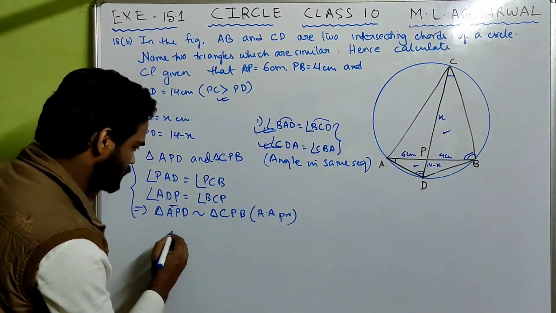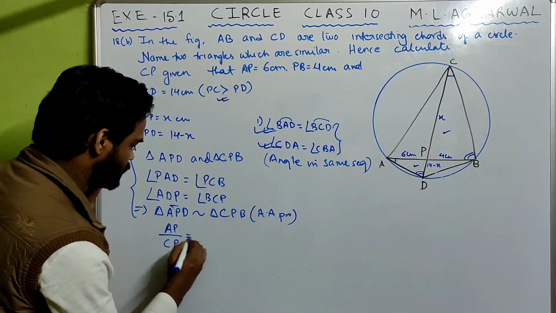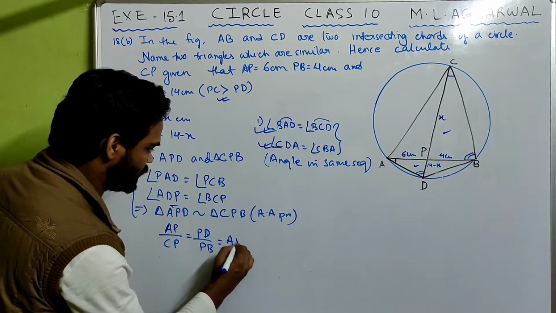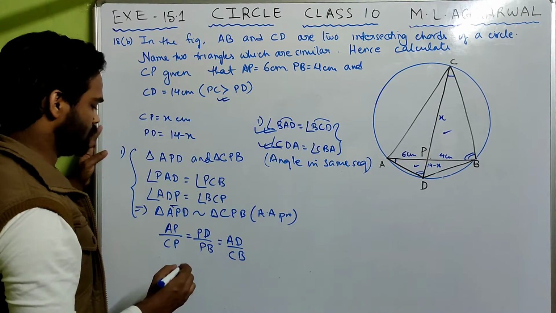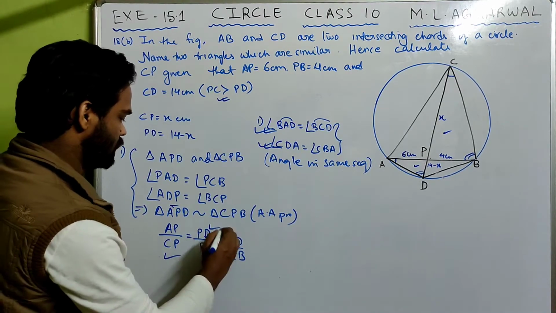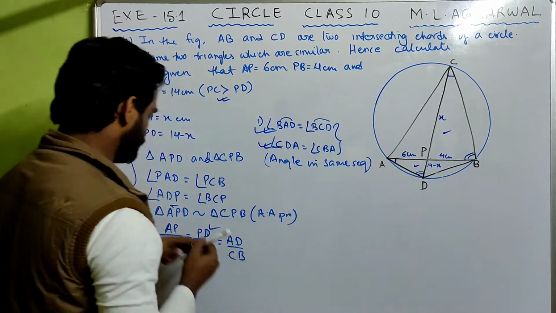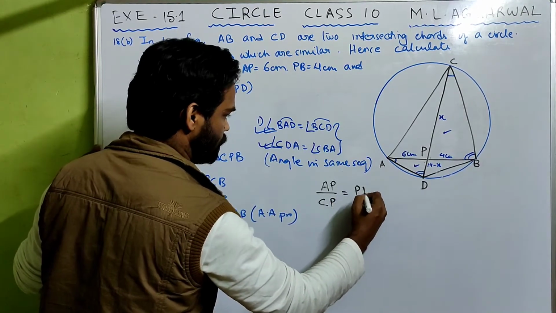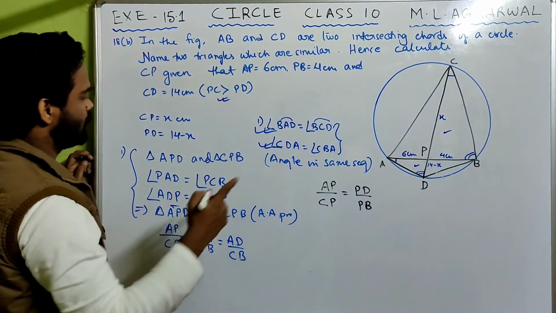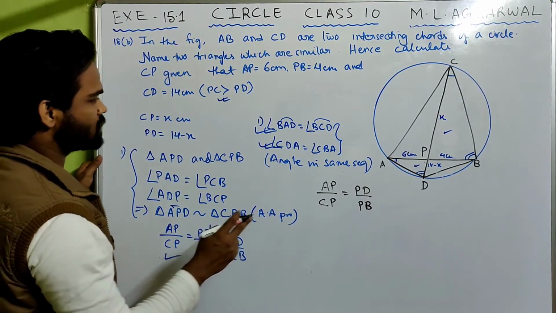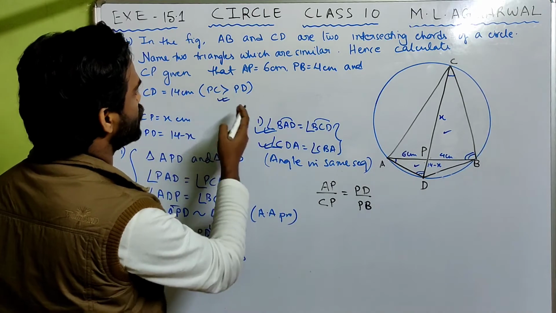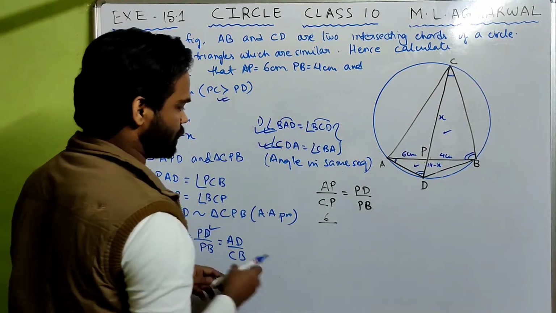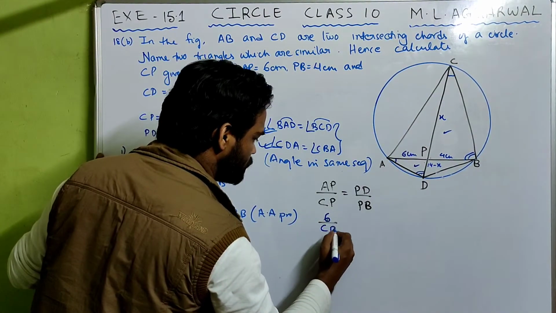Now, once you got the first part, we know if two triangles are similar, the corresponding sides are proportional, which means can I write AP by CP equals PD by PB equals AD by CB. Now look, CP. Take the first two. AP by CP is equal to PD by PB. Now AP is how much? AP is known to us. They have told us AP is 6. CP we are supposed to find.